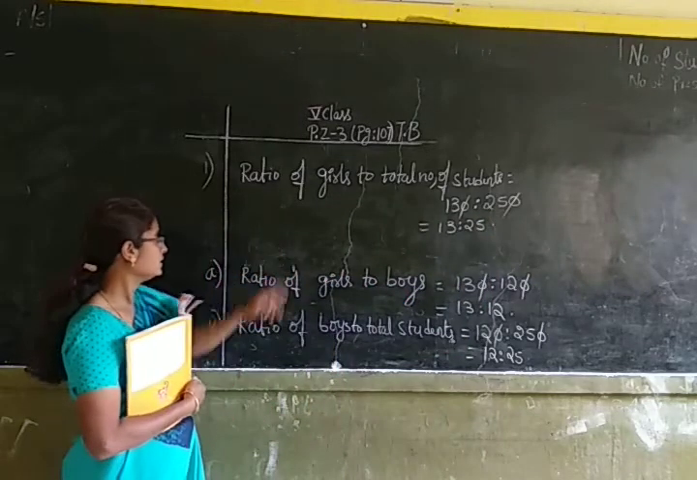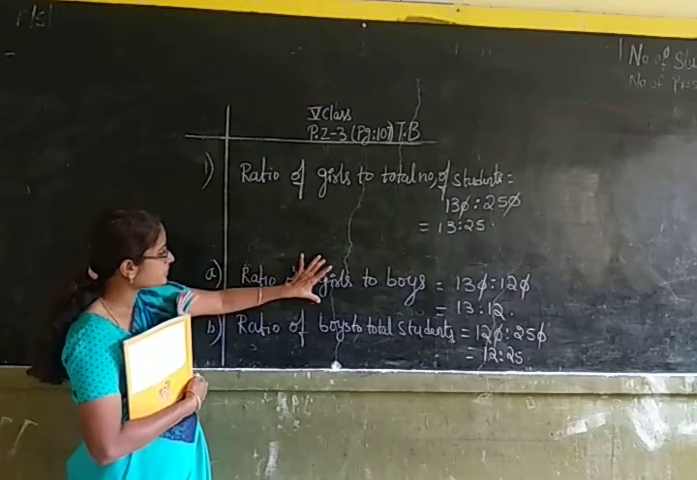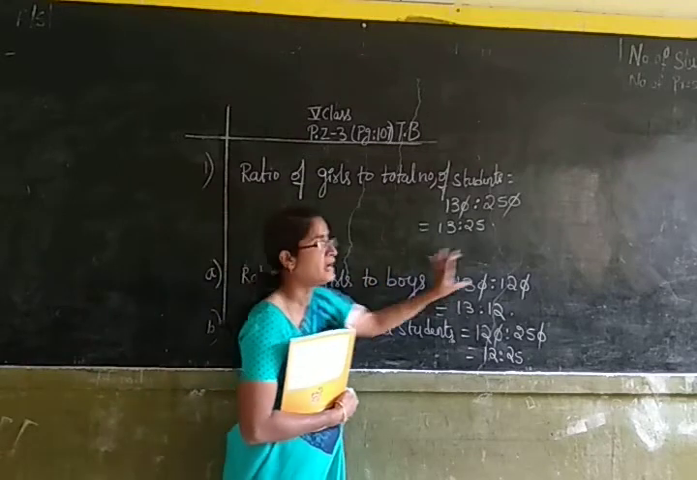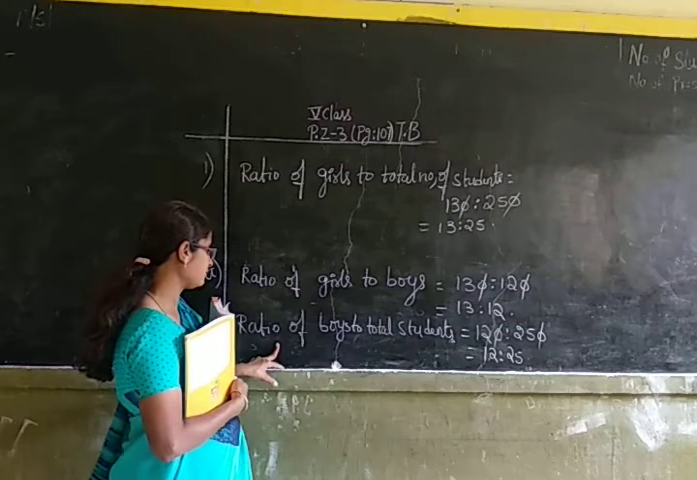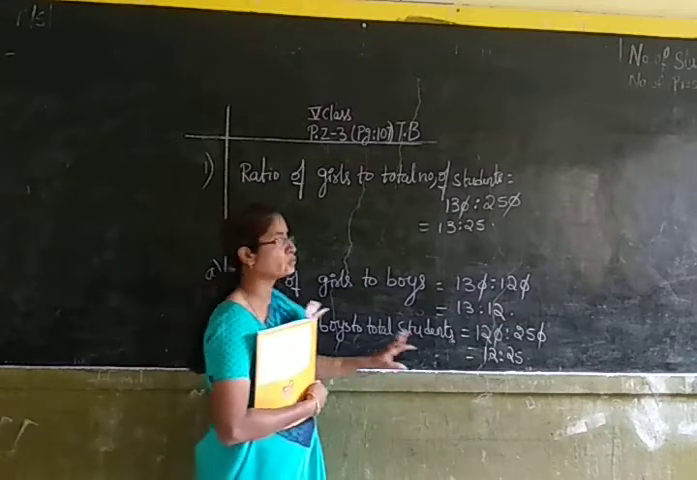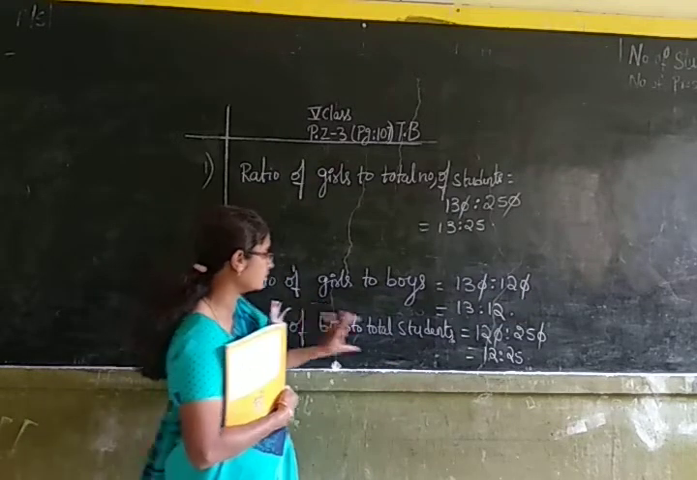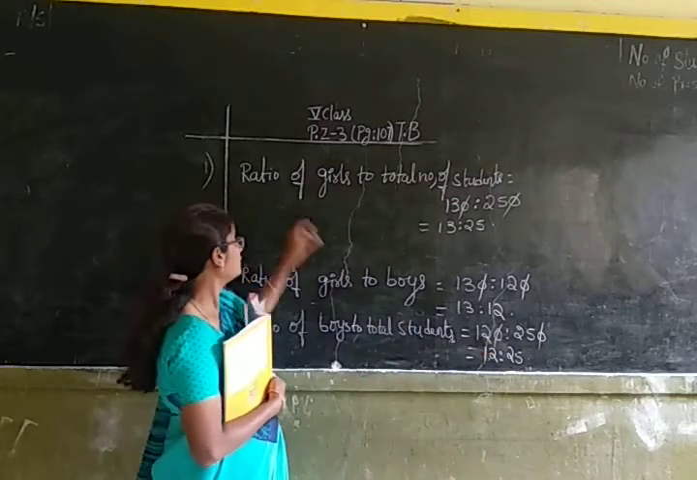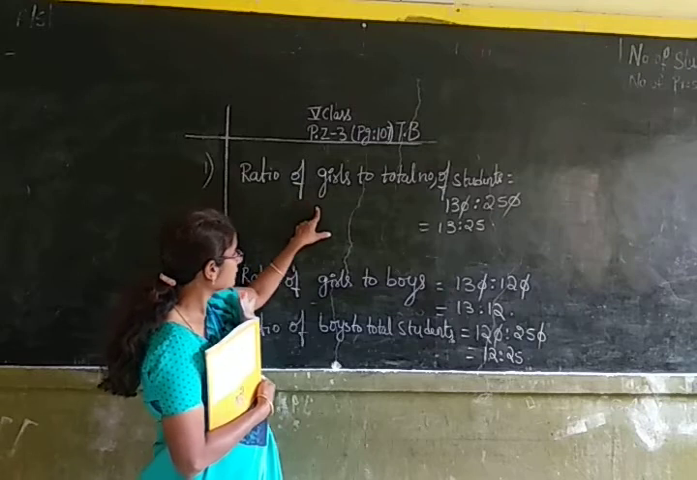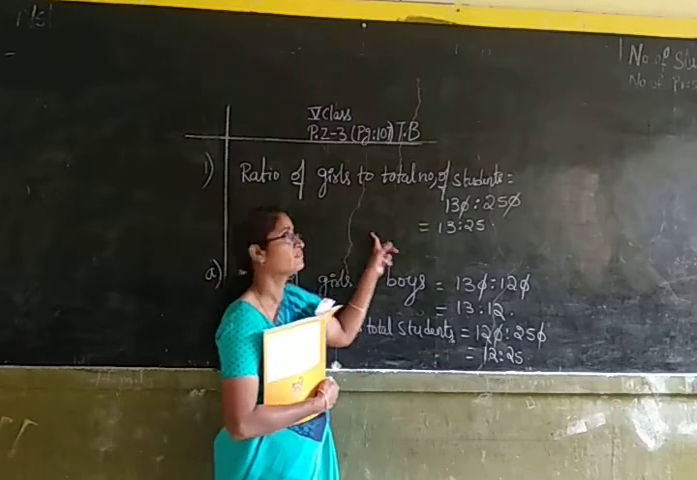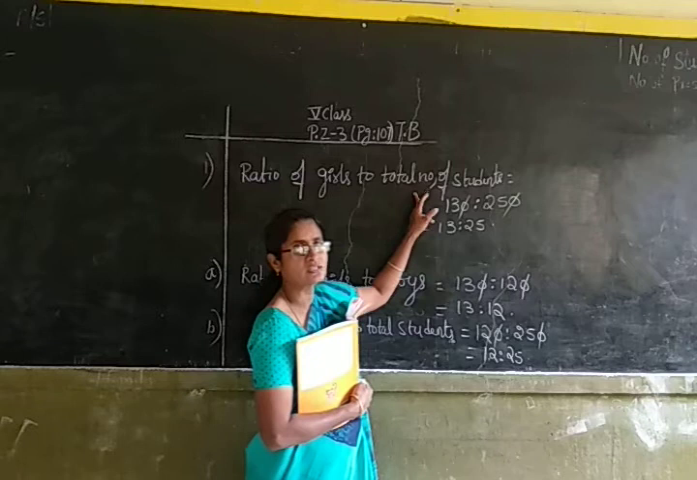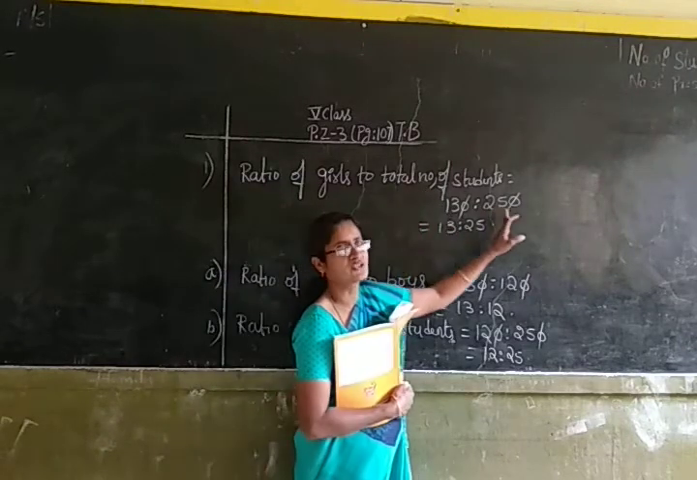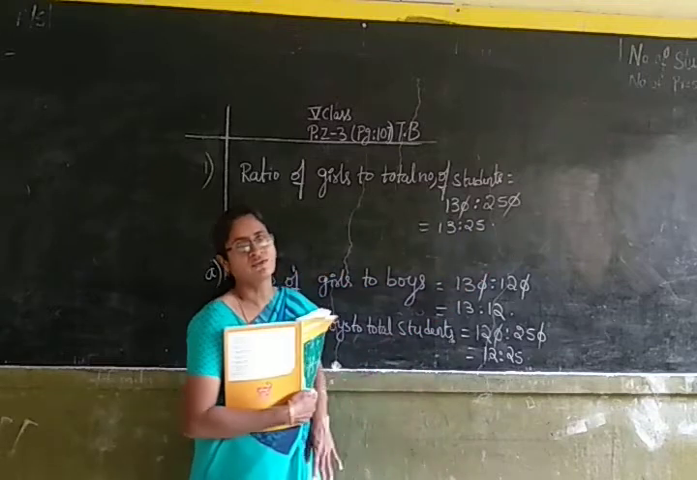Okay children? In the A question, girls to boys is given, so first we have to write down the strength of the girls and then the strength of the boys. In the B question, boys to total students is given, so first we write down the strength of the boys, then the total strength. In the C question, the ratio of girls to total students is given. First girls is given, then the total strength, so we write down the strength of the girls and then the total strength. Okay children, so this is the way of doing the sum.